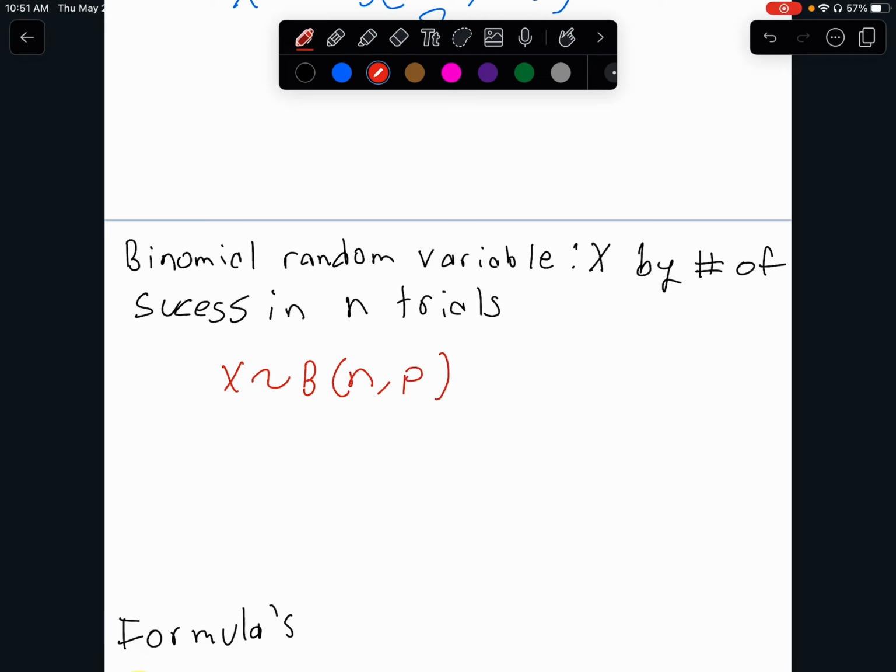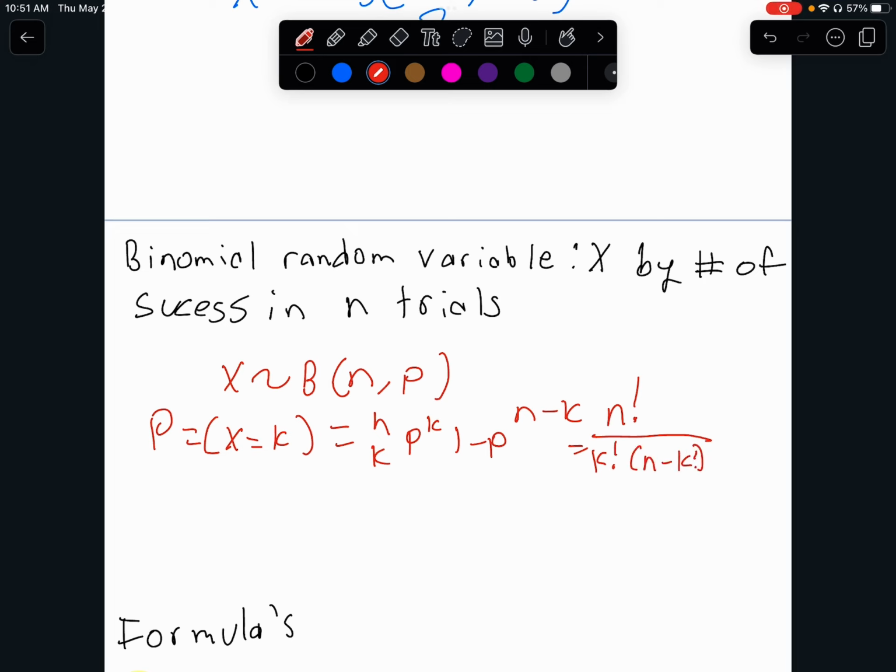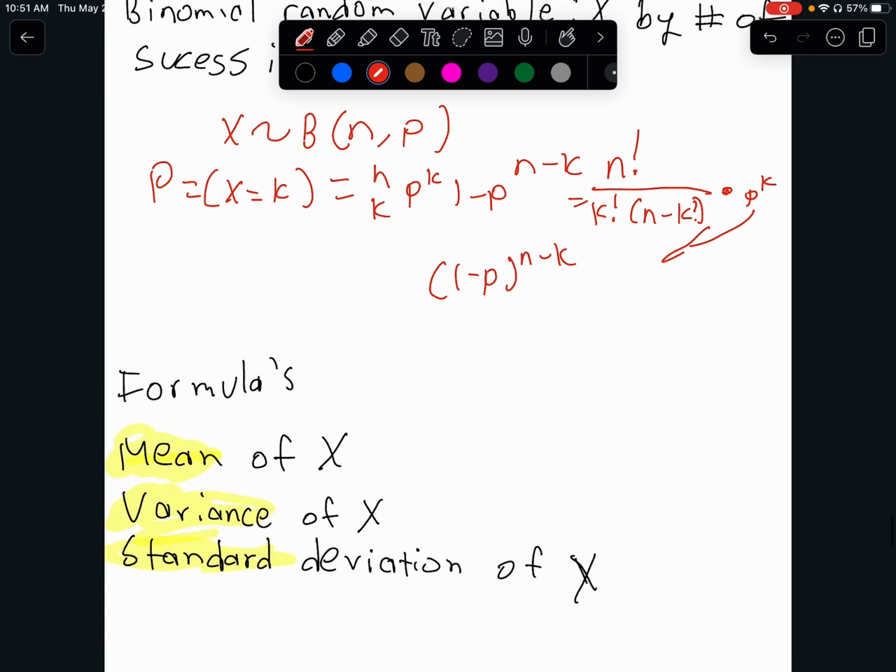Another formula we can use to define this is P(X = k) equals n choose k times p to the k times (1 minus p) to the n minus k, where the binomial coefficient is n factorial over k factorial times (n minus k) factorial, times p^k, times (1 minus p)^(n minus k).